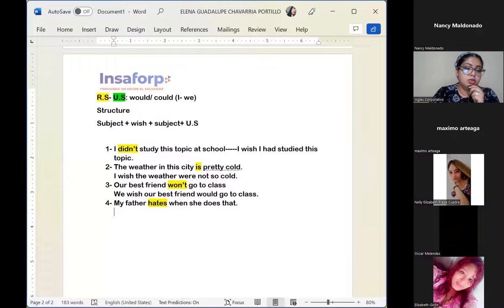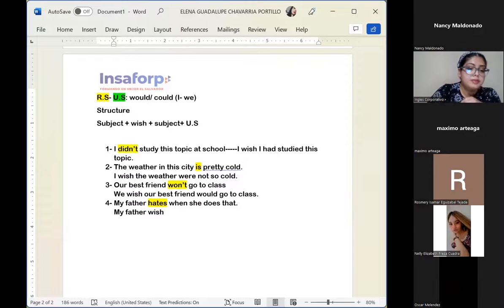So in that case, we are going to construct that sentence. I am not talking about the situation. How can I translate mi padre desearía que ella no hiciera eso? ¿Cuál es el primer sujeto que vamos a utilizar si queremos traducir esa oración? My father. Good, my father. ¿Solo lo dejamos así o le agregamos algo al wish? Okay. Wishes. My father wishes. Who? ¿Cuál es el segundo sujeto? She. She, good.